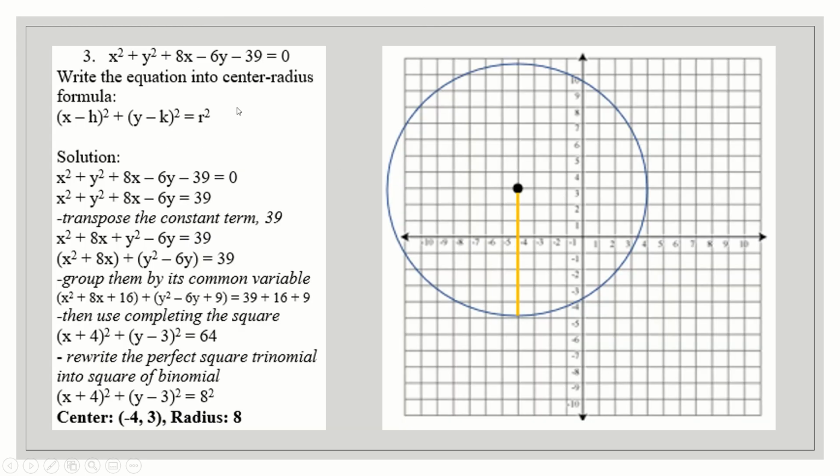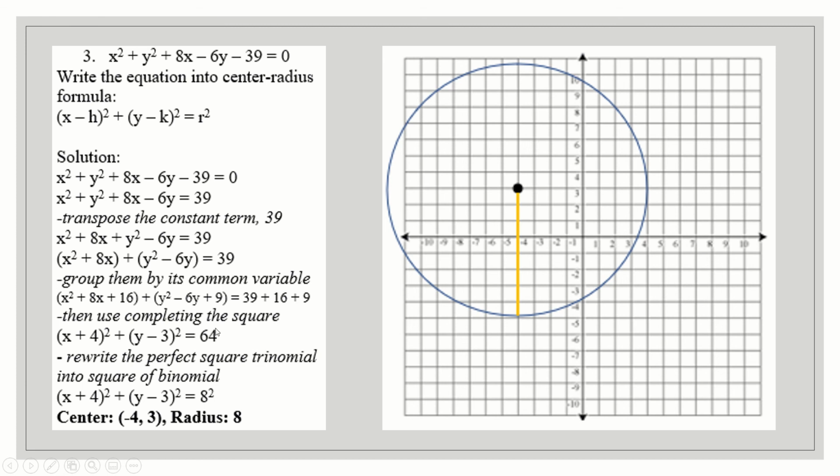Next. We have x squared plus y squared plus 8x minus 6y minus 39 is equal to 0. If the given is in general form, all we have to do is to rewrite the equation into center radius formula. Now, here is the center radius formula. The solution will be transpose negative 39 to the other side of the equation. We have x squared plus y squared plus 8x minus 6y is equal to 39. After we transpose 39 to the other side of the equation, we have to group them by its common variable. Now, we have x squared plus 8x plus the quantity of y squared minus 6y is equal to 39.